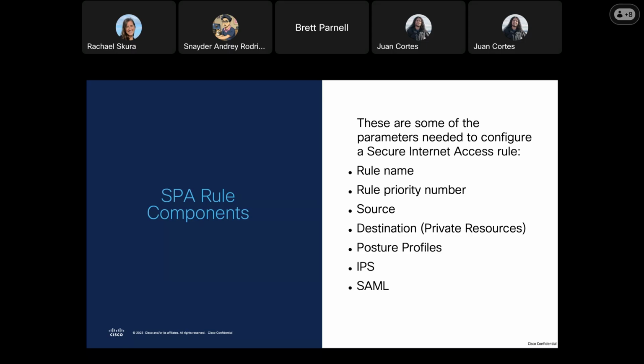The source is where the traffic is coming from. It will be the leftmost column in the slides that demonstrated the flow of the architecture. The destination is the pre-registered private resources or applications you want to protect through the cloud. Optionally, you can configure posture profiles and enable IPS, and also configure SAML.